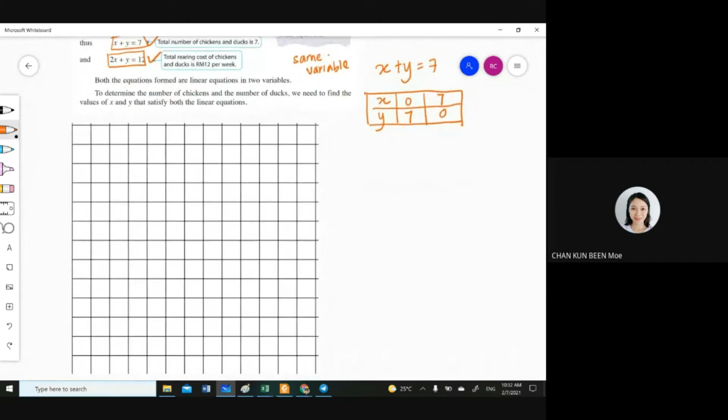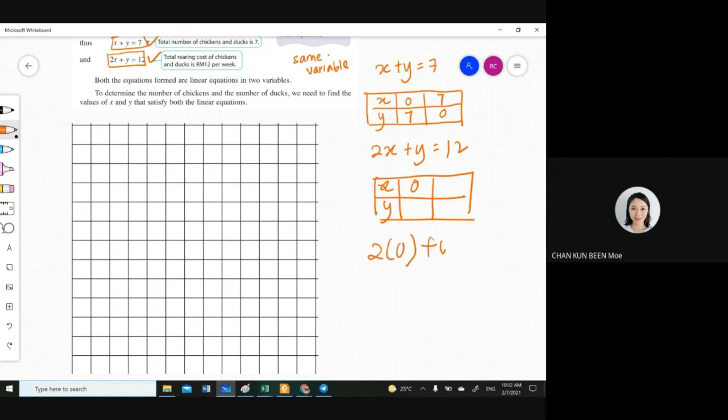But I'm not going to do the graph first. Later on, I need to solve everything. So I'm going to solve 2x plus y equal to 12. Same thing, I'm going to draw the table of values here, with two values, x and y. For example, if x is equal to 0, so 2 times 0 plus y is equal to 12. y is equal to 12, correct? Because 2 times 0 is 0. So y is equal to 12.